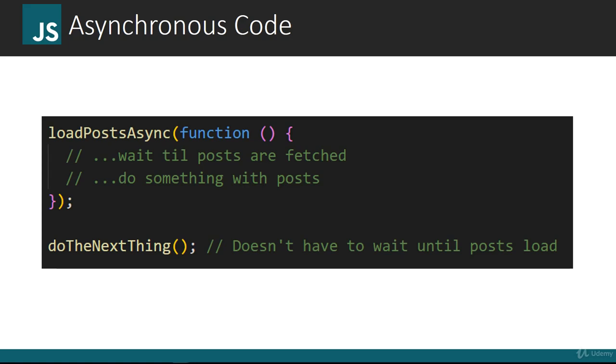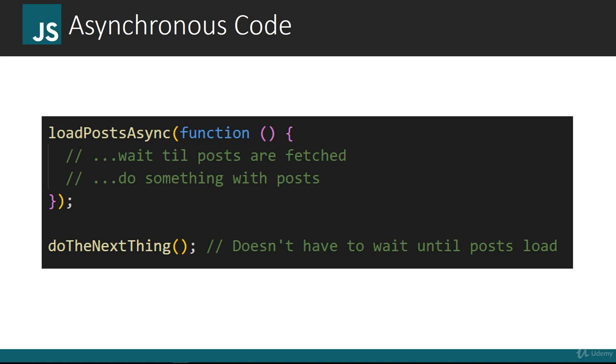All right, so now let's take a look at some asynchronous code, okay? Basically the same example, but in an asynchronous version. In this case, instead of just pulling the posts out of a synchronous function, we're passing in a callback function, which is just one method for handling asynchronous code. This callback will run and fetch the posts and allow us to do something with the posts, but the do the next thing function does not have to wait until the posts are fetched and loaded. All right, so the program isn't blocked and it will simply just keep going.